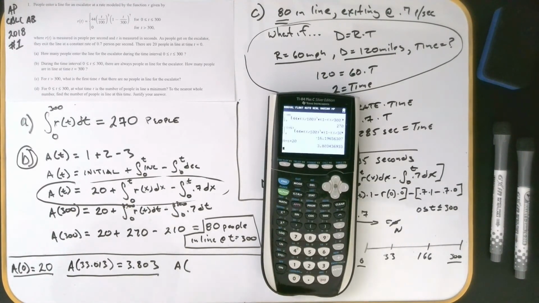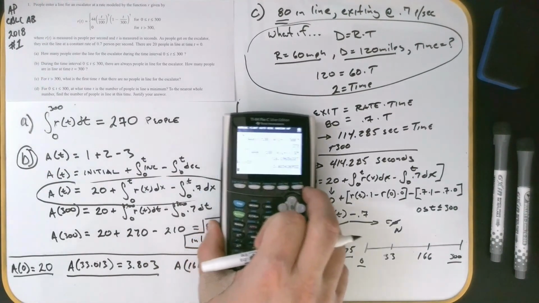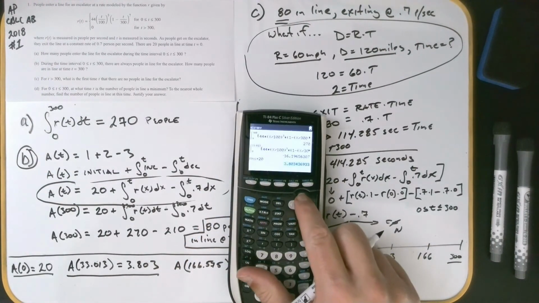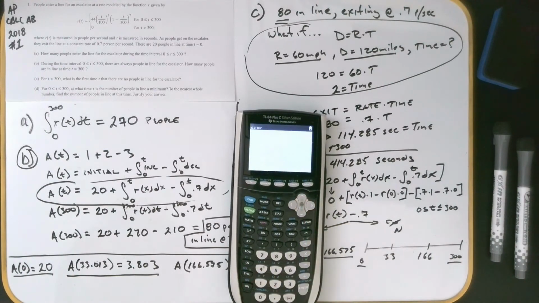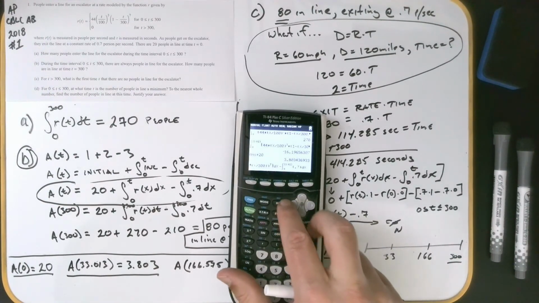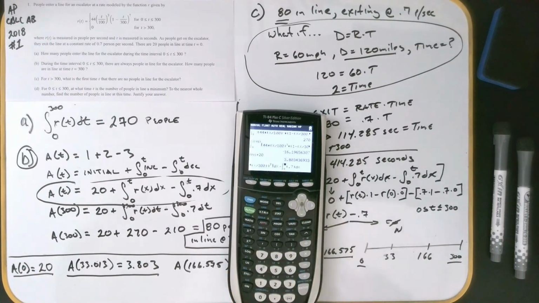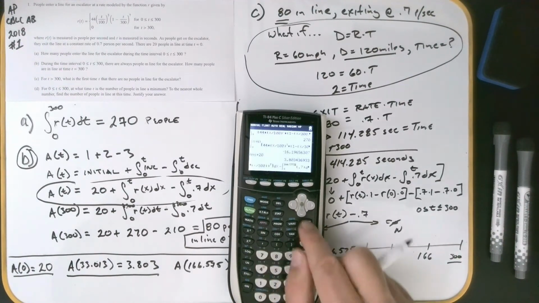And now let's go to the next one, which is 166.575. And again, in your calculator, this is great, because all we'll have to do is just go back and edit. So go back up to this step, and I'm going to hit enter. And now I can just edit this, and we have 166.575.